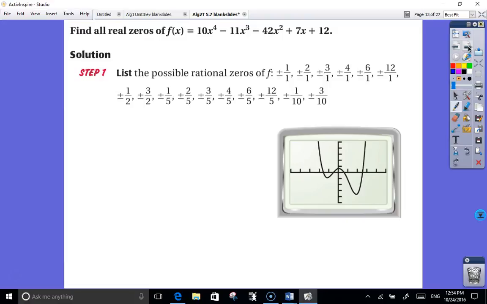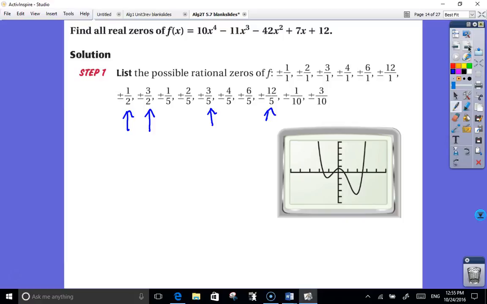But if I had to estimate, it looks like there's something in between -2 and -1. That could be -3/2. There's something in between -1 and 0, and then 0 and 1. That could be something like ±1/2 or ±3/5. And then there's something in between 2 and 3. And actually, the only number there could be 12/5, right? So that's just trying to narrow it down. It can't be any of the rest of those numbers because we can just match them up.